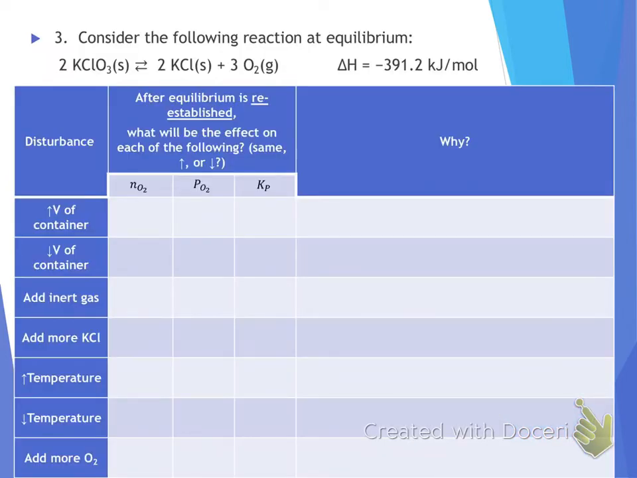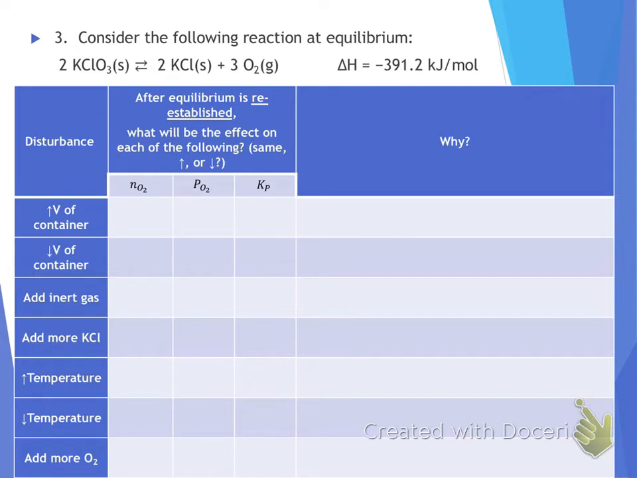So in our last example here, we are looking at Le Chatelier's principle using this thermochemical equation that is given to us at the top here. We're only going to look at a few of these together, and I'm going to save the rest of it for practice for you. So for each of the given stresses, we want to know after equilibrium is reestablished, what will be the effect on our moles of oxygen, pressure of oxygen, and our Kp.